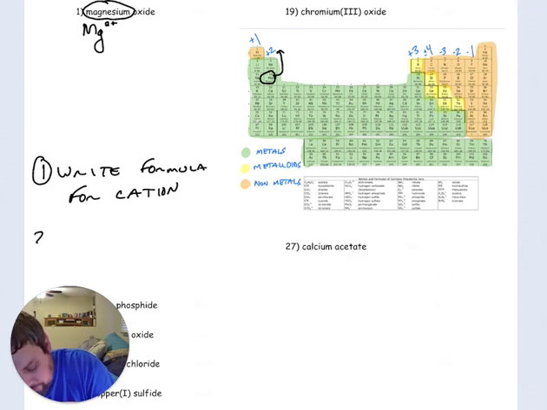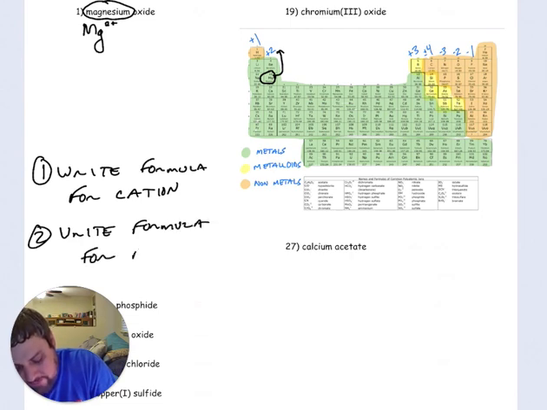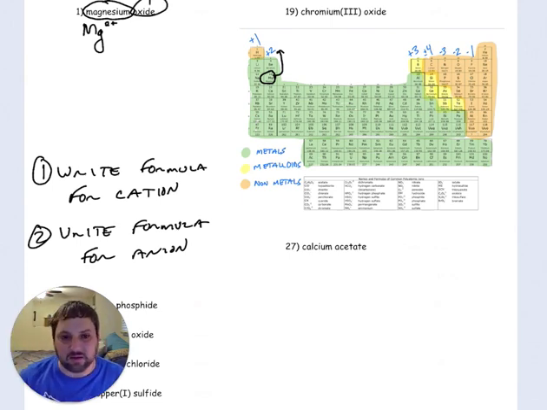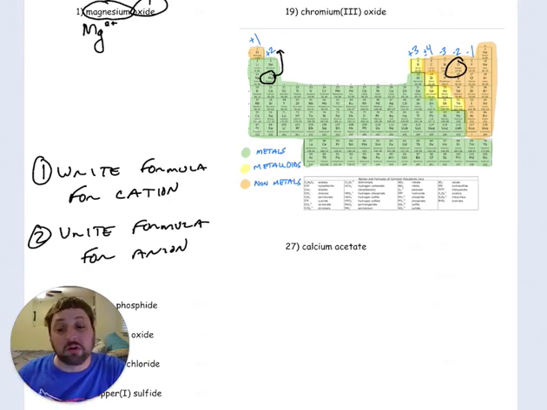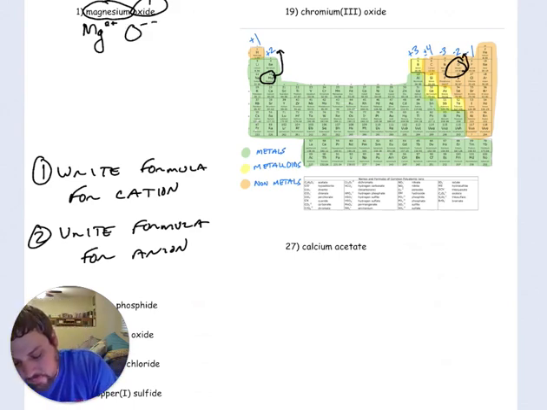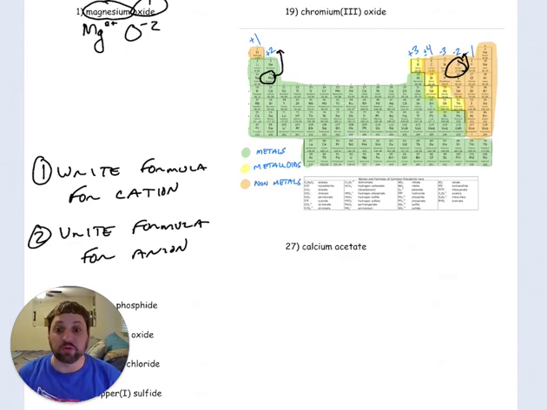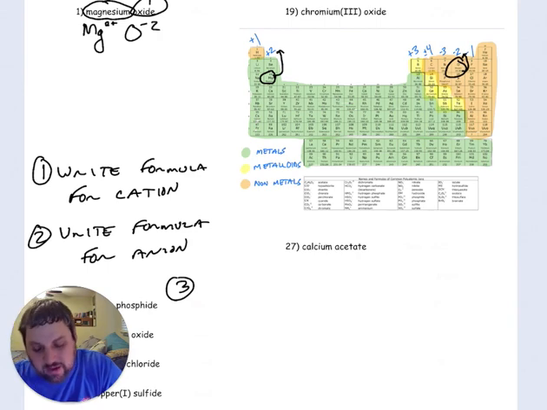So we need to include that 2+. All right, number 2. Our next step, we need to write the formula for the anion. So whatever's left, in this instance it's oxide, we need to find it on the periodic table. So let's head over to the periodic table and find oxygen, because remember, we have changed our ending because now it's an ionic compound, and we look to the top, and oxygen also has a charge of 2, but it is -2. Alright, so let's write those up there, and let's look at our third step.